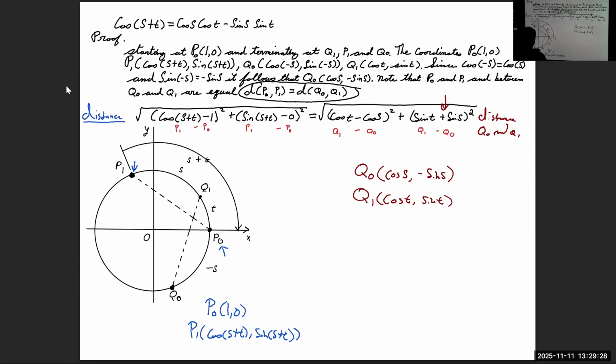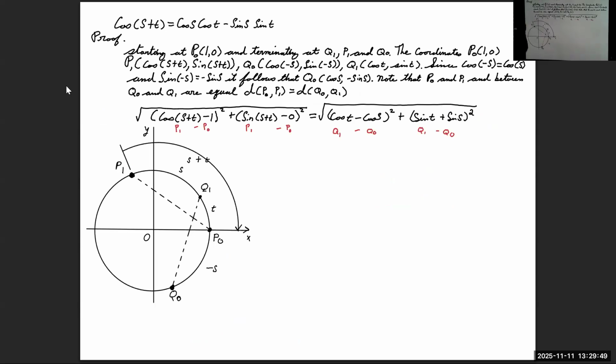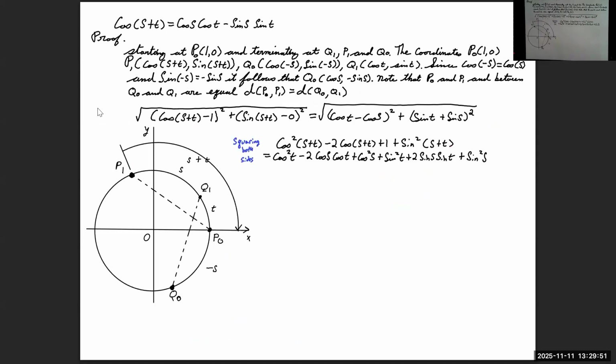Okay, so we set those equal to each other. Those two distances are set equal to each other. That's where the square root comes from, Pythagoras. We set those distances equal to each other, and now we have this big long expression. What we want to solve for is some trigonometric values here. Okay, so let's go to the next slide.